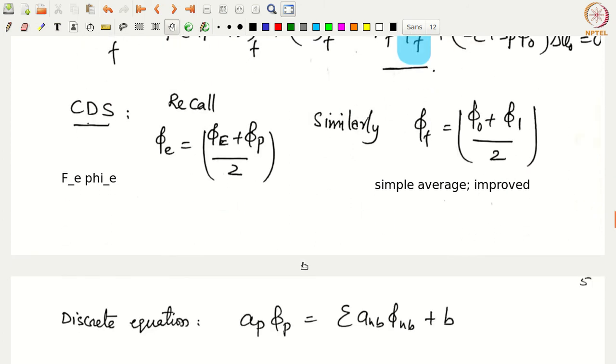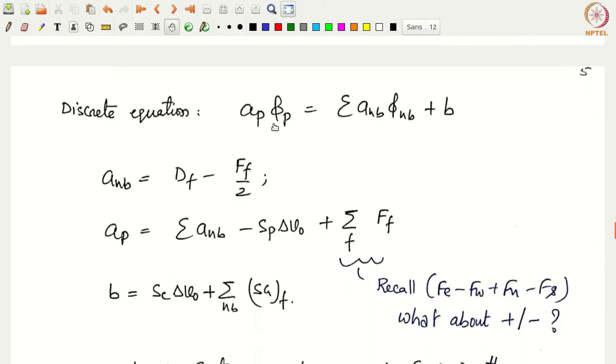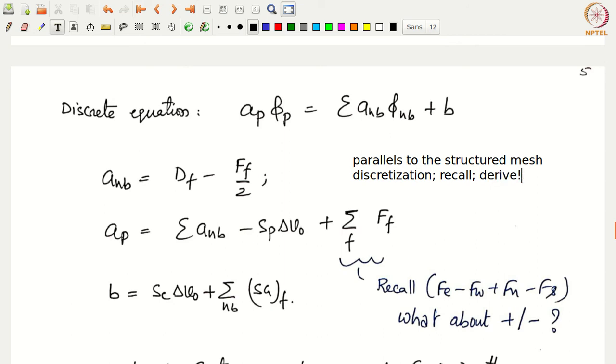Okay, so of course we get back to our nice equation, that is AP phi p equals sigma nb phi nb plus b. Now this is where I want you to draw parallels to the structured mesh discretization. So you have to recall what we have done in the structured context, in the context of the convection diffusion equation, and see how this makes sense. Otherwise you have to go through this and derive it independently after we have gone through these steps. Okay, so what would be A and B?